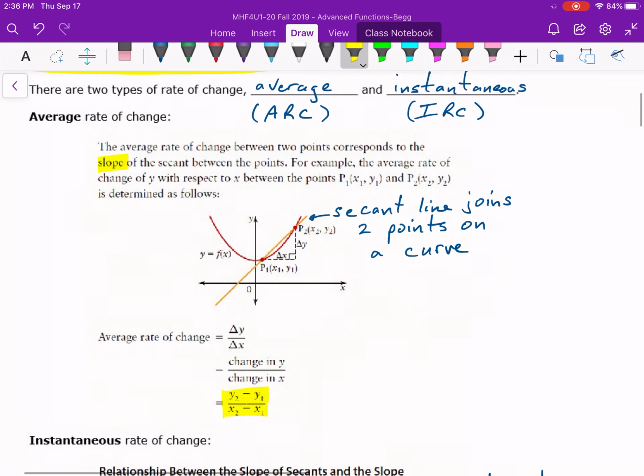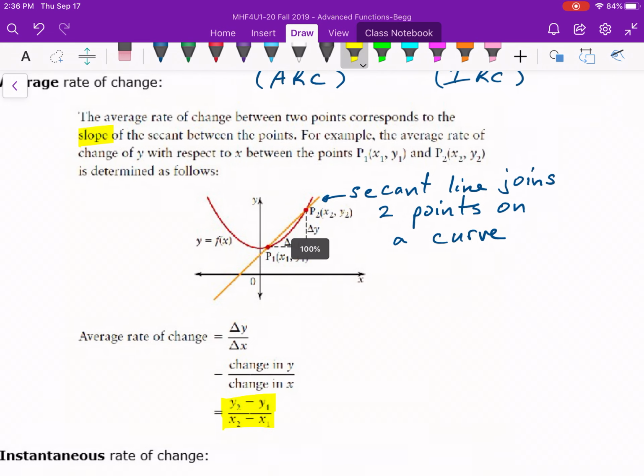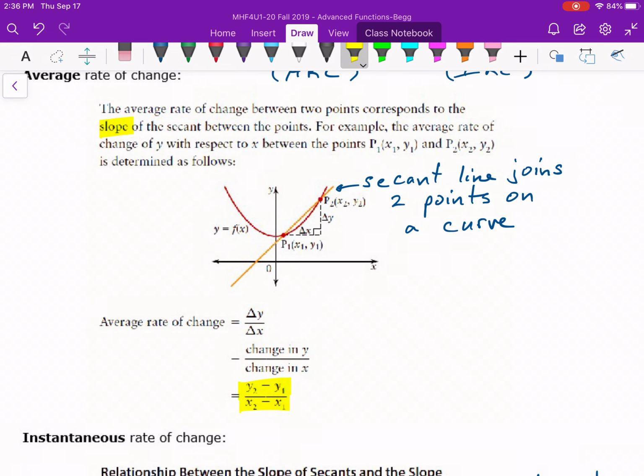That one's easier. In fact, it's so easy that it's pretty much the exact same as what you've done for slope in grade 9. But we don't do it necessarily just for a straight line. So the average rate of change between 2 points does correspond to the slope, but the slope of the secant between 2 points. And a secant is a line that joins 2 points on a curve.